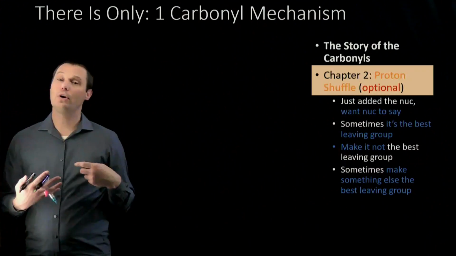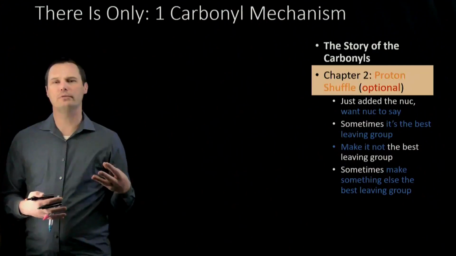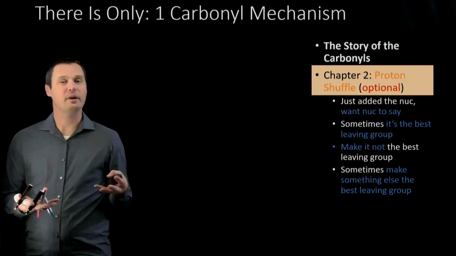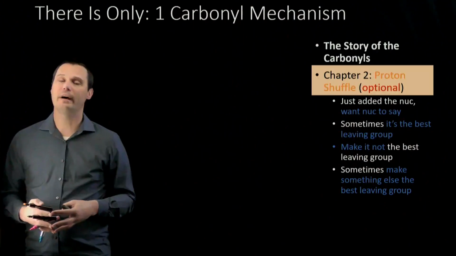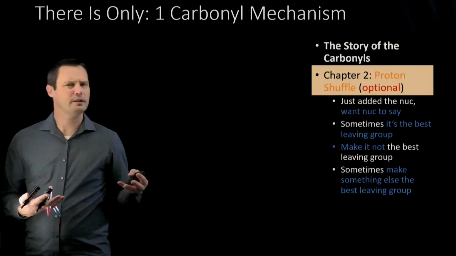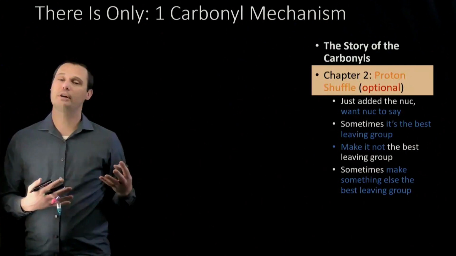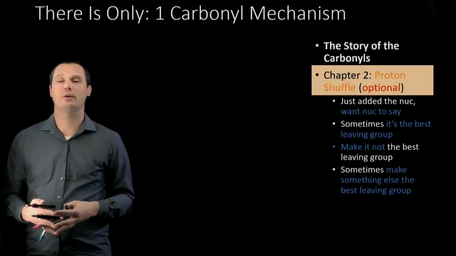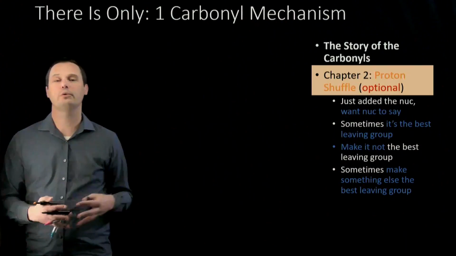Chapter 2 I like to call the Proton Shuffle. After we've added the nucleophile, we have to ask ourselves, why did I just add that nucleophile? Well, I want it to stay. But sometimes when we add that nucleophile, it turns out it's the best leaving group, and I don't want it to leave right away. So chapter 2 is the Proton Shuffle. I take the proton off the thing that I want to stay, and I put it on something else that I want to leave. We shuffle the proton from one group to another.